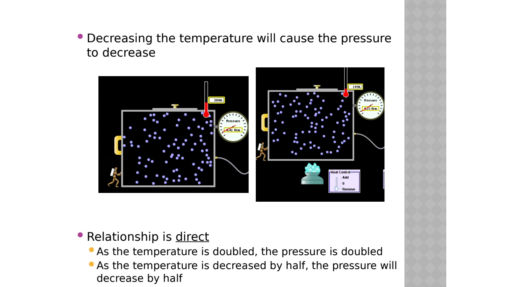This is a direct relationship. So again, as temperature increases, the pressure is going to increase, or conversely, if you decrease the temperature, the pressure is going to decrease. Your particles are going to move slower. They're not going to hit the sides of the container as often.